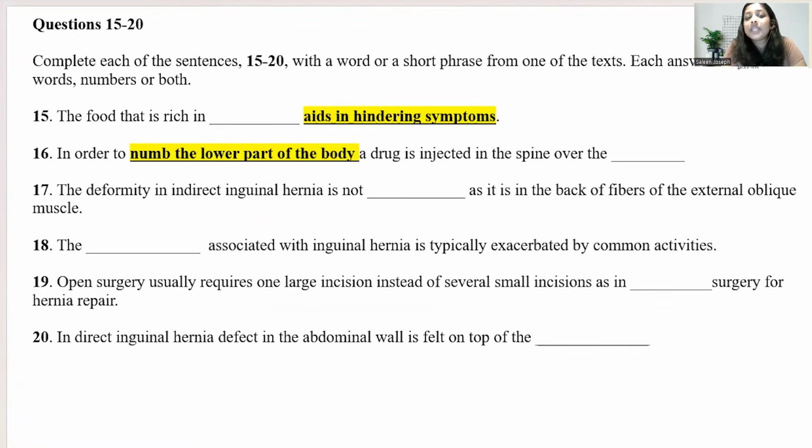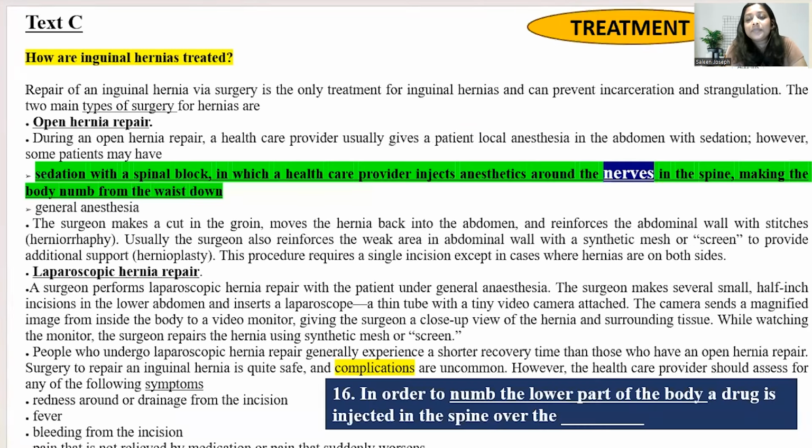16th one. In order to numb the lower part of the body, a drug is injected in the spine over the dash. In order to numb the lower part, waist down, over the nerves. No, because they have mentioned spine here, everything is mentioned. Okay, you need to write only nerves.